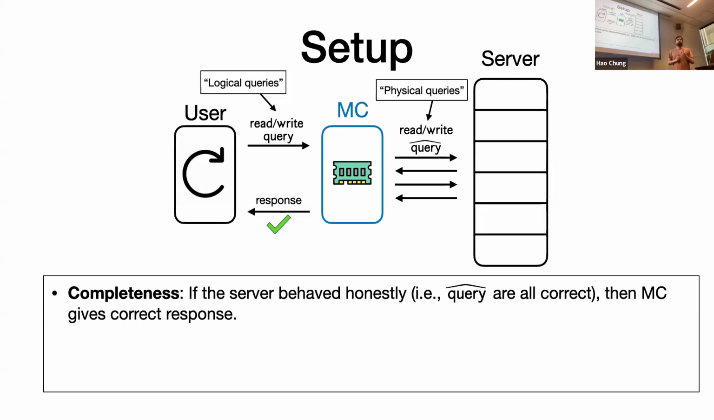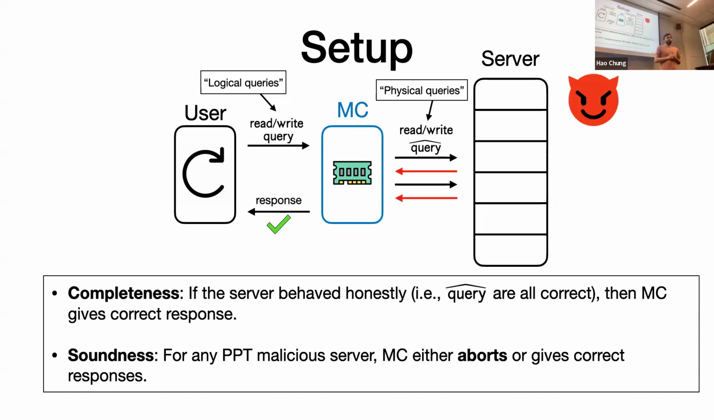There are two properties we require of memory checkers. The first is a natural completeness condition that says if the server is being an honest server, in other words, all of these query hats are correct, then the memory checker should give a correct response, this green check mark here. If everything is honest, the user should get the right answer to the RAM query.